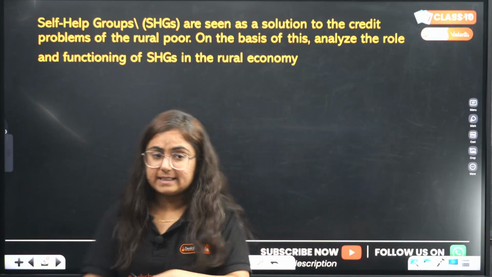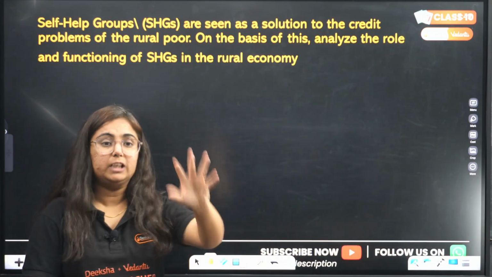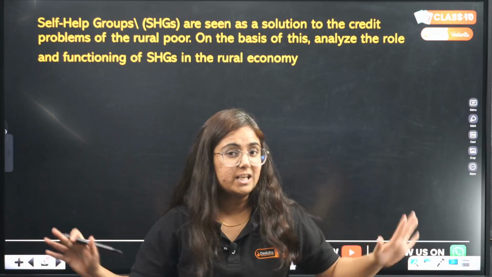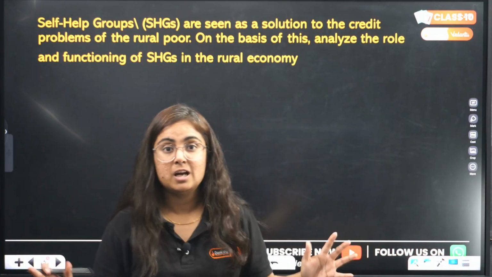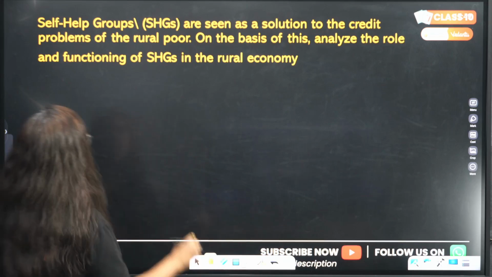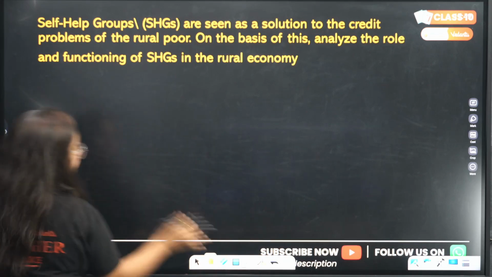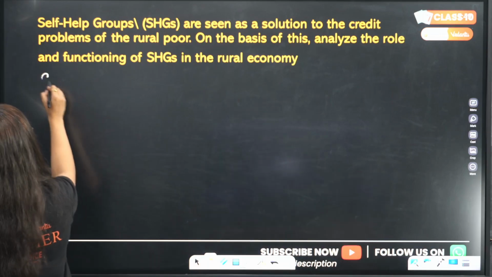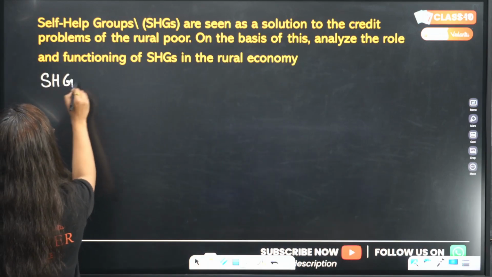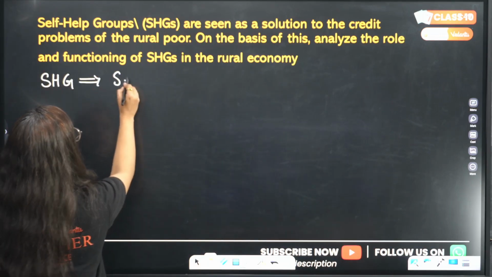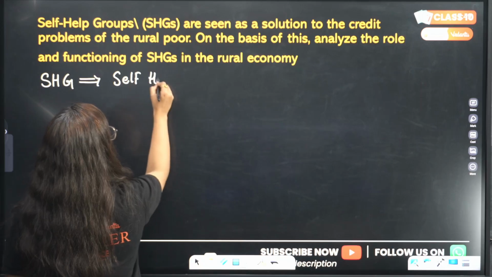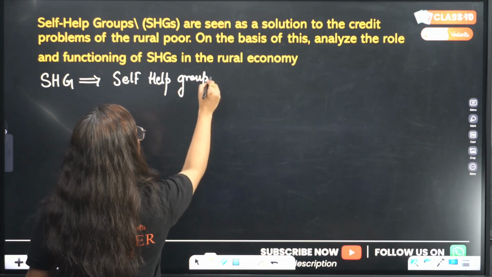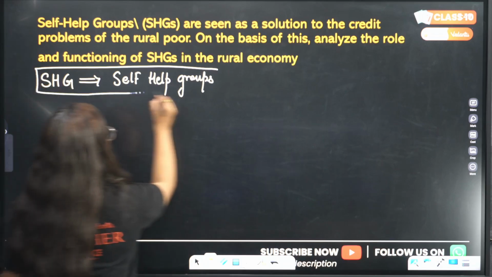So students, see how to frame this answer, because we need to get 5 marks. I don't want anyone to lose marks in this question, and my students not at all. I can't bear that. So let us start with the definition. What are SHG? You will write the full form. SHG stands for self-help groups.